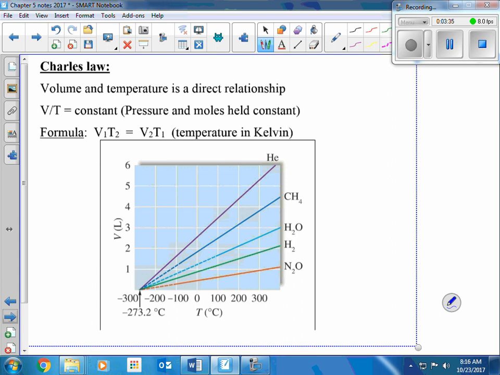So Charles' law, he figured out that volume and temperature have a direct relationship, and you can see that if pressure and moles are held constant, we have this relationship.